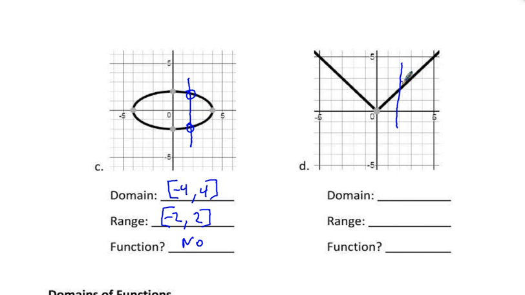Letter D, draw a vertical line. It crosses one time. Yes, the absolute value curve is a function. Its domain, as the entire x-axis is covered, is all real numbers, or from negative infinity to positive infinity. And the range is from 0 to positive infinity. 0 is included, all the way to positive infinity. There are no negative y values in this graph.